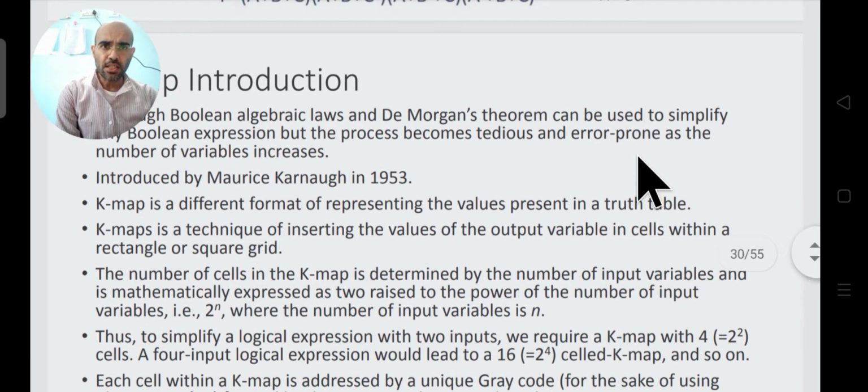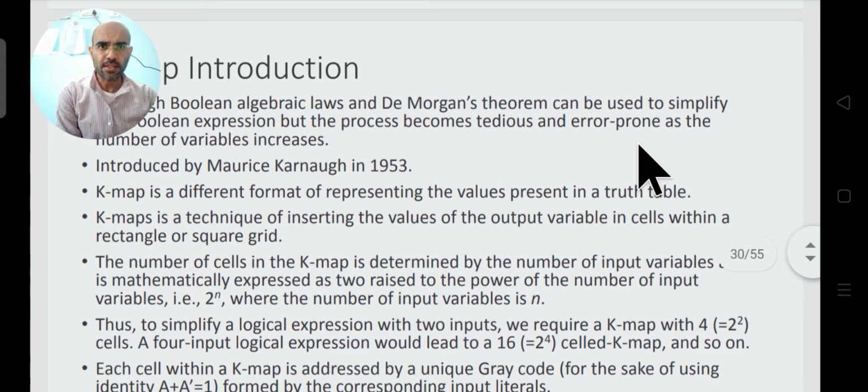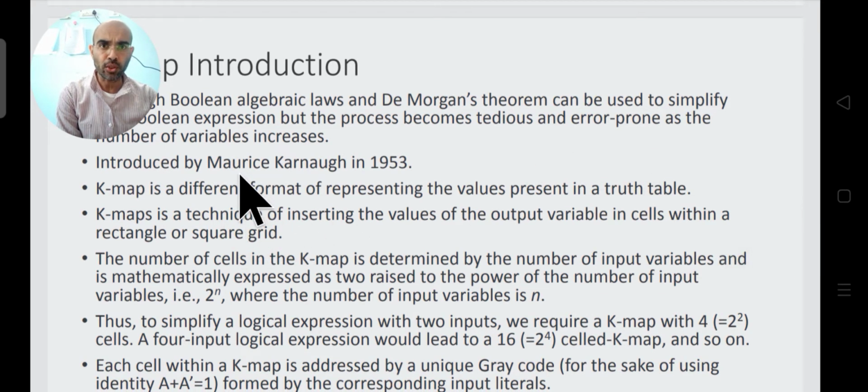This K-map was introduced by Maurice Karnaugh in 1953. The K-map is just the representation of the truth table itself. It is nothing new: whatever truth table you have written, it is the same truth table but written in a different form.